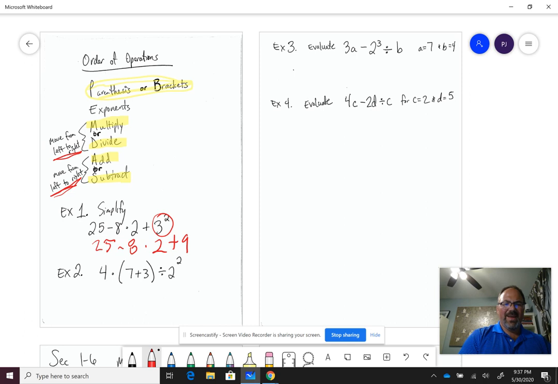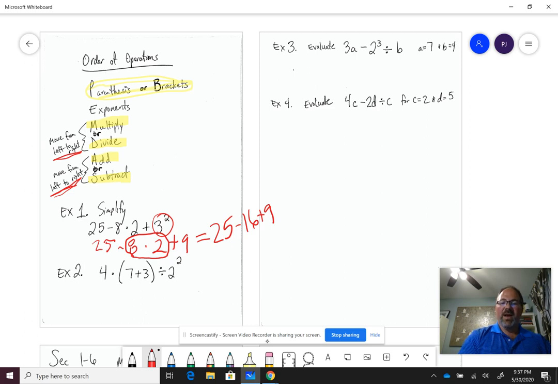All right, next step. Sorry if my handwriting's off a little bit. It's a little bit tricky with this screen. Next step we're going to do is not subtraction, but multiplication. So here we have 8 times 2. So this is the next step. So what do we get? 8 times 2 is 16. So 25 minus 16 plus 9.